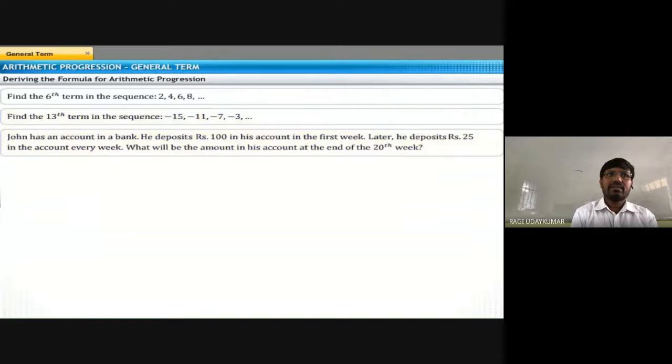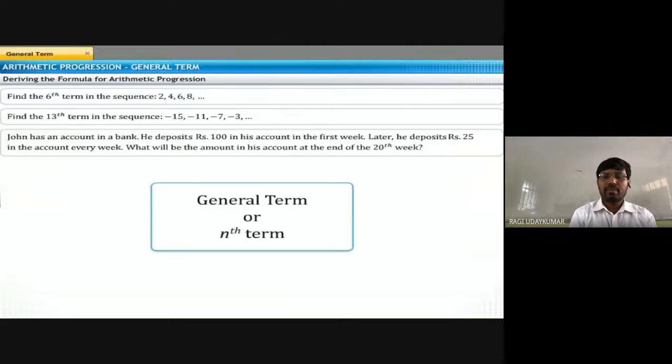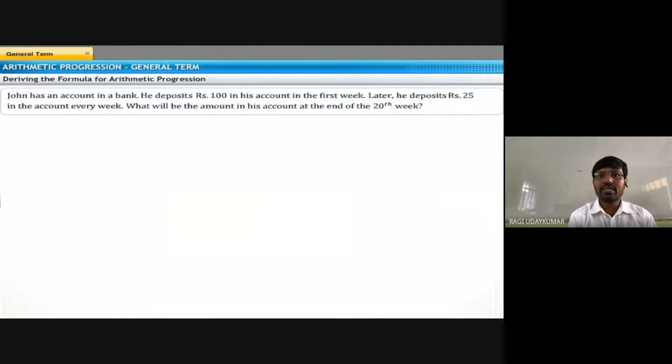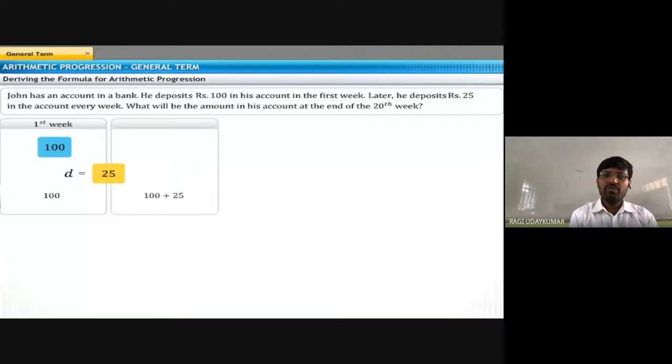But here, in the second one, minus 15, minus 11, minus. To find out a particular term, meaning the position of the term, we call it the nth term or general term. The first week he deposited 100 rupees. Every week he is depositing 25 rupees, so 25 rupees is added to his account. So we get 100 plus 25, that is 125.